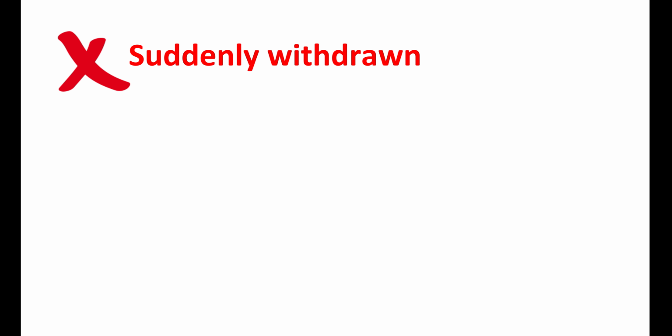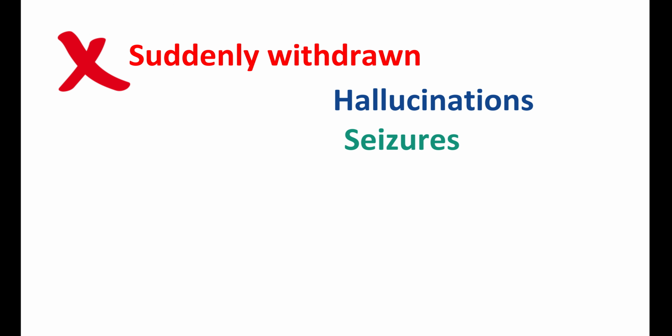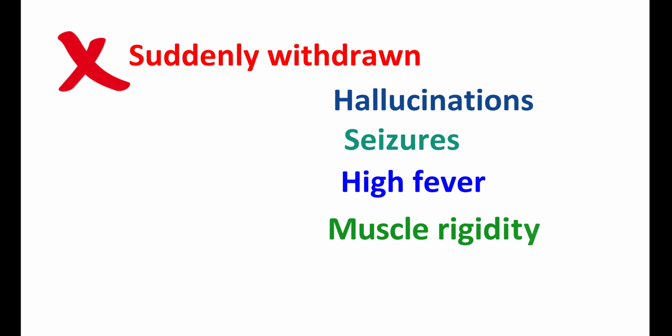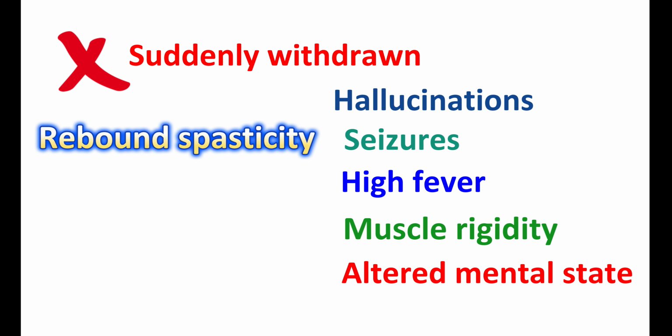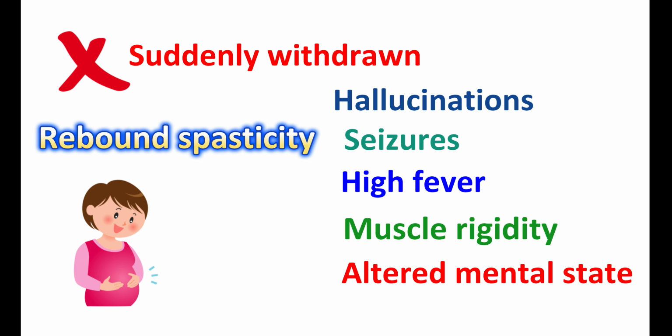Withdrawal effects. This medication should not be suddenly withdrawn because it may produce reactions like hallucinations, seizures, high fever, muscle rigidity, altered mental state, and even rebound spasticity. That's why the dose of the medication should be gradually reduced in order to avoid withdrawal effects. When it is given to a pregnant woman, a sudden withdrawal may result in neonatal withdrawal symptoms. Therefore, the dose should be gradually reduced and finally it should be discontinued before the delivery to avoid neonatal withdrawal symptoms.